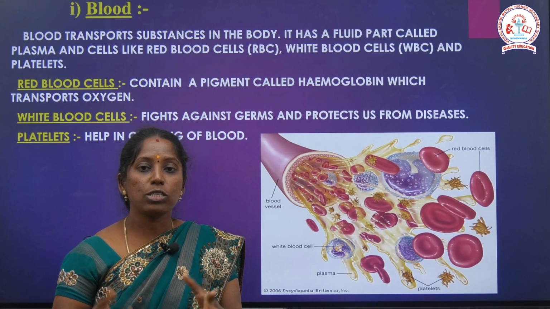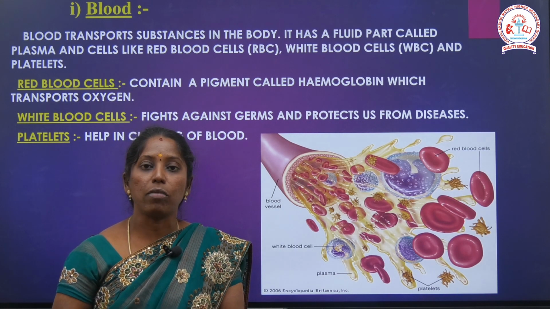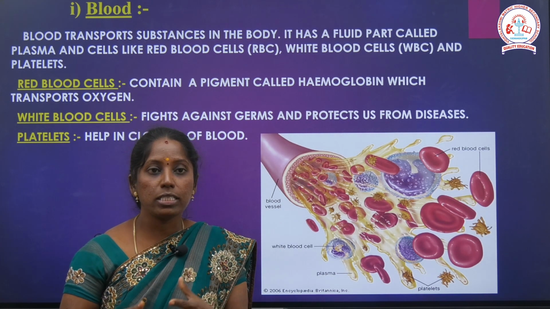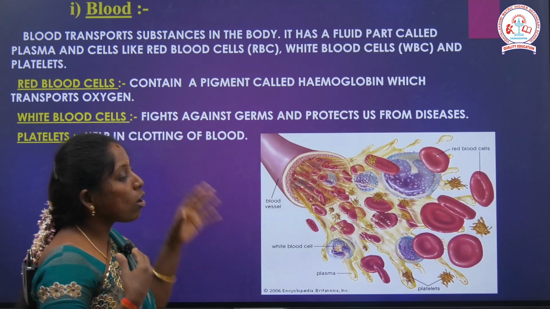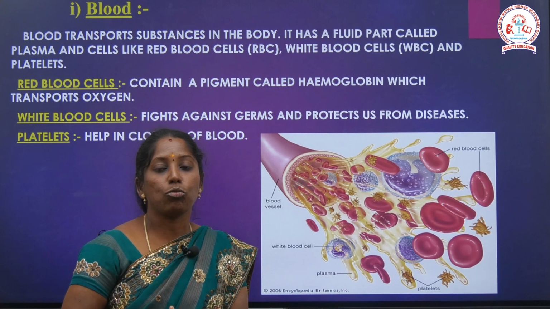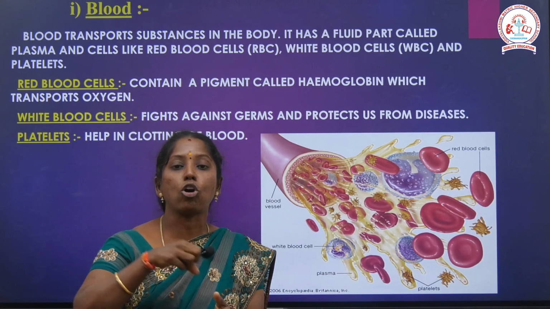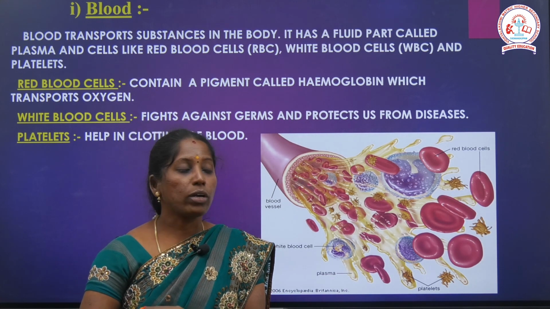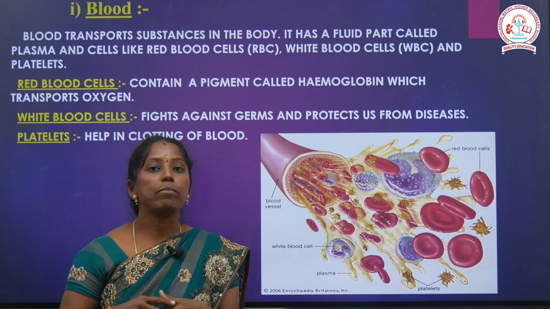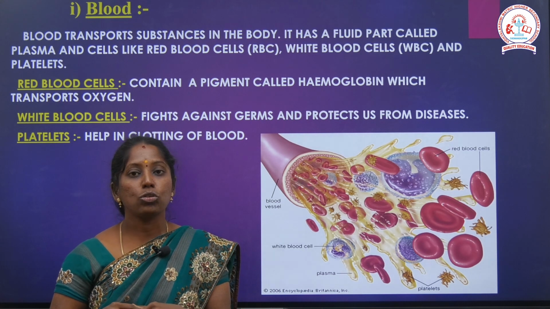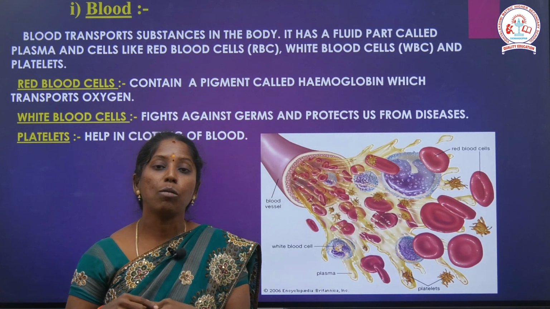It provides everything to all parts of the body. It gives us oxygen and energy. So like a delivery person, blood is otherwise called a carrier to all parts of the body. It carries oxygen to all parts of the body. What are the components present in the blood? Plasma, red blood cells, white blood cells and platelets.